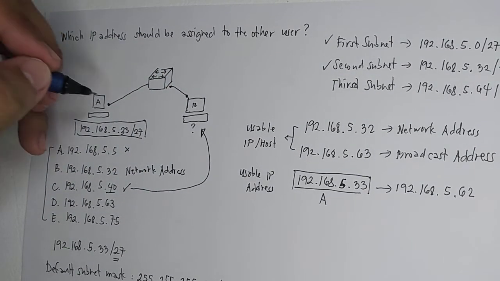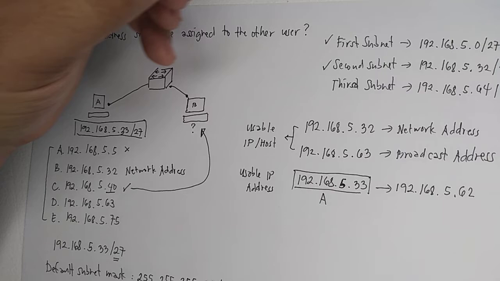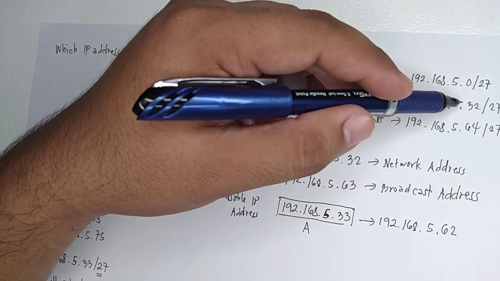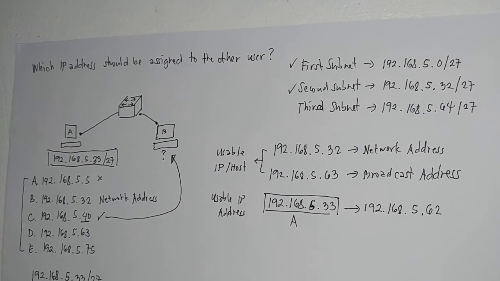That way, computer A and computer B can communicate with each other, and they belong to one network, which is the 192.168.5.32/27 network. Alright, so I hope you were able to get the correct answer. Who among you got the correct answer? Alright, so let's practice more. Let's continue to our next example in the next video.